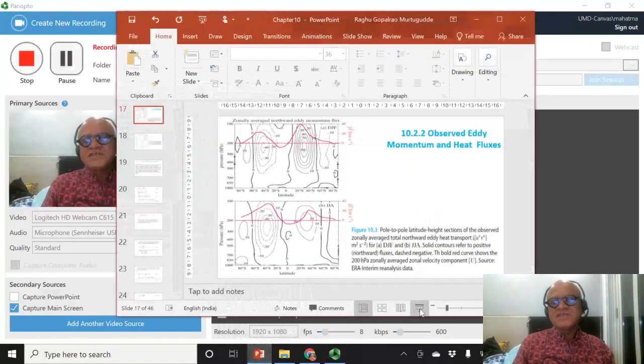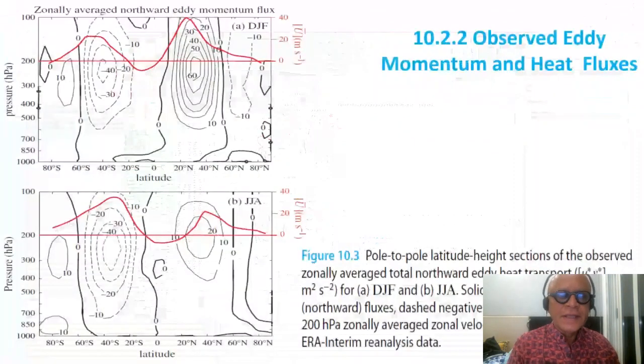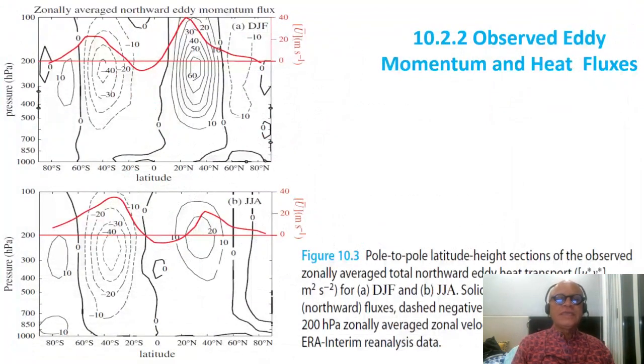So we briefly discussed the equations that show us the eddy momentum and heat fluxes and how the tilted structures are needed for net poleward transport. What do the observations say? So this is a nice figure that is showing pole-to-pole latitude-height sections of the observed zonally averaged total northward eddy heat transports for DJF and JJA, as usual.